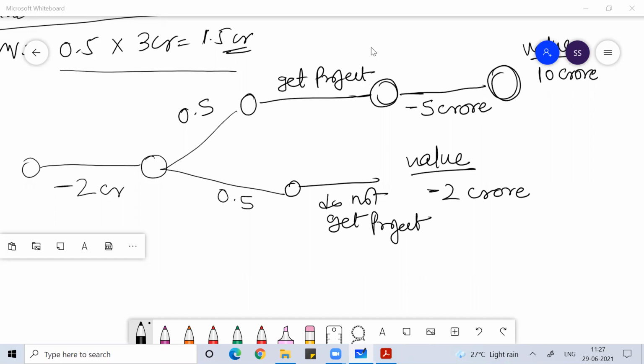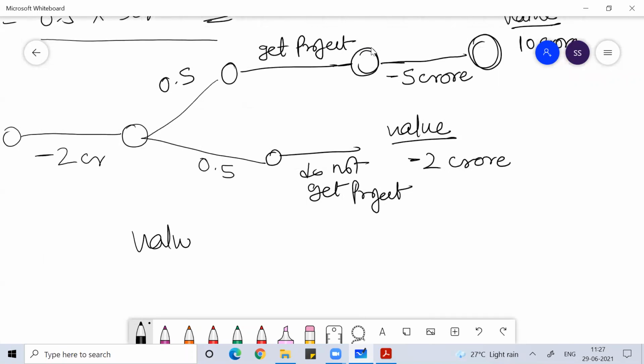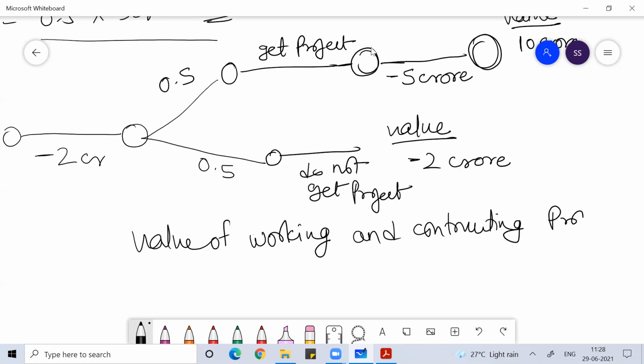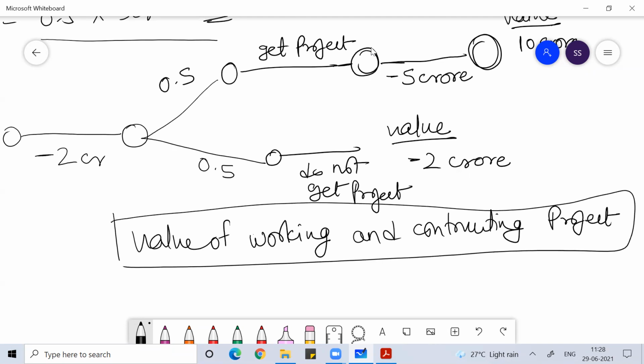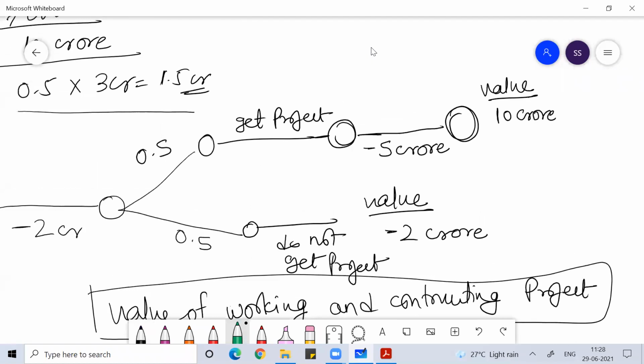Are you getting it? So if you find the value, guys, of working here. What is the value of working here? Value of working and constructing the project. If I do here, guys, if you see here, what is your economic value? 10 crore you are getting by putting 5 crore rupees. So your value here is 5 crore rupees.